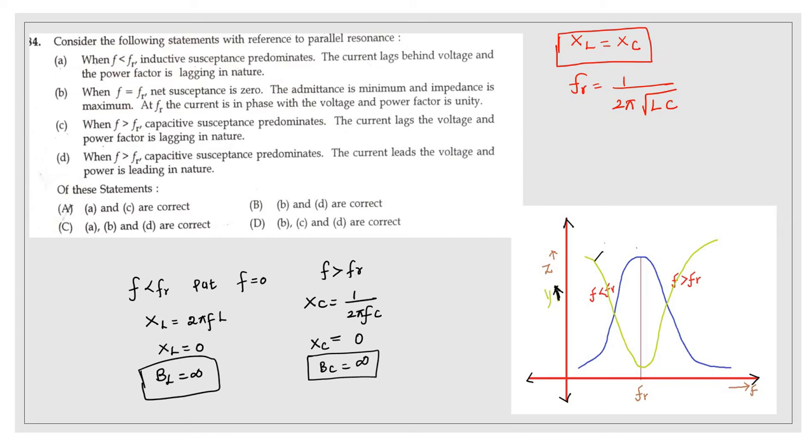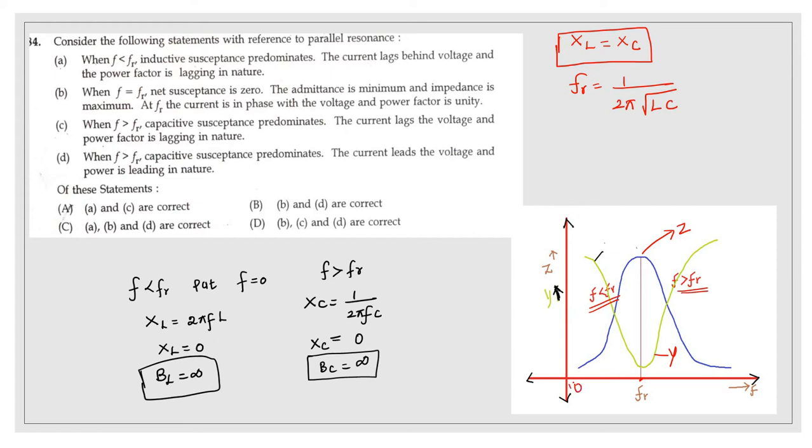First of all, I am going to draw the graph for this resonance. On the X axis take F, and on the Y axis you have to take the impedance and admittance. In a parallel resonance, current is minimum and impedance is maximum. This is Z. And what about admittance? Admittance is the inverse of this impedance. So this is admittance. Here this frequency is FR. So this frequency F is less than FR, and here F is more than FR.